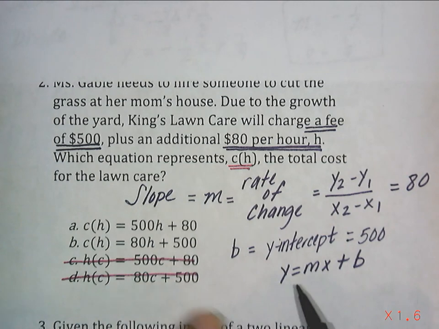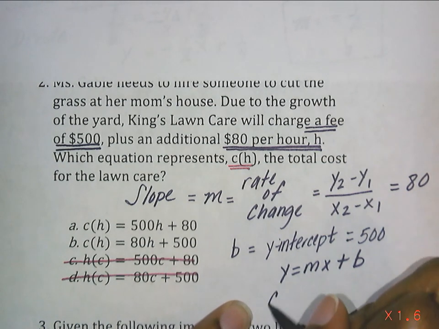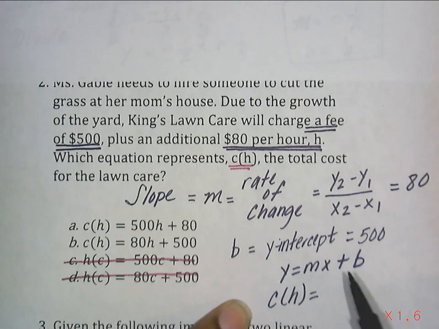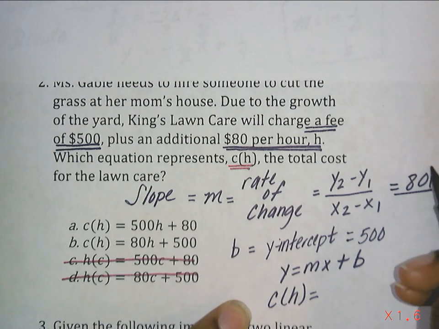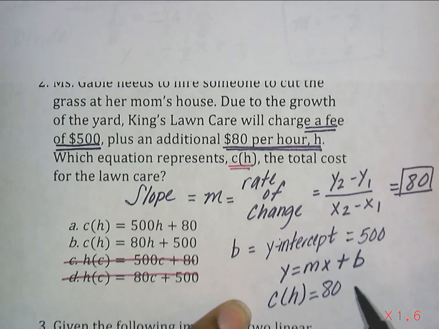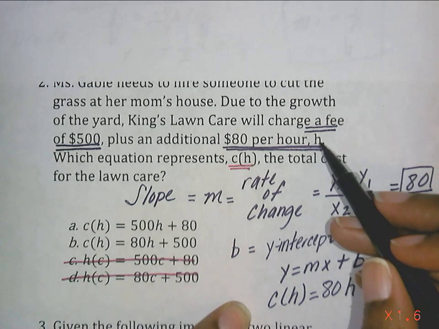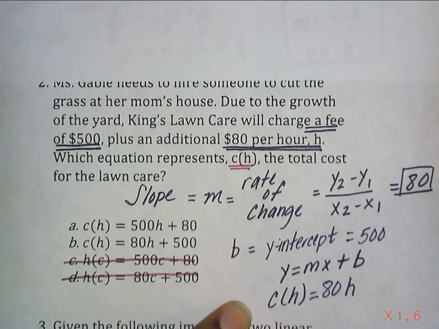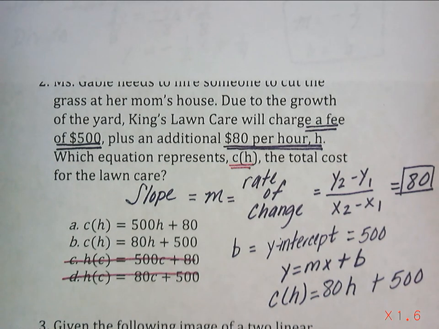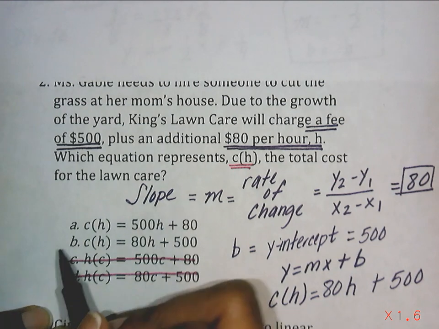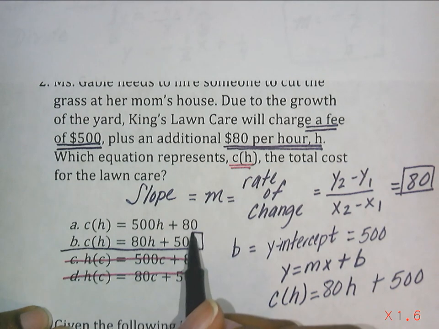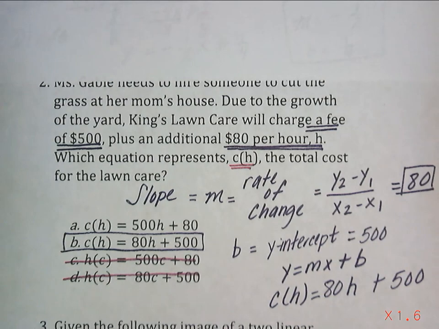But in this case, our total cost is C of H, and that equals our slope here, which we found is 80 times X, but in this case we use an H to represent our time. Okay, don't let that bother you. We can use H and it'll be just fine. Okay, plus the fee of $500. So this equation here, in this case B, represents our equation. So there you have it.